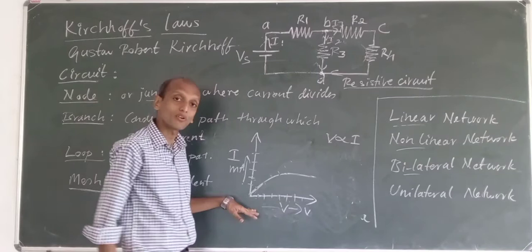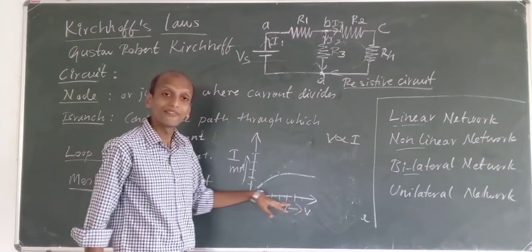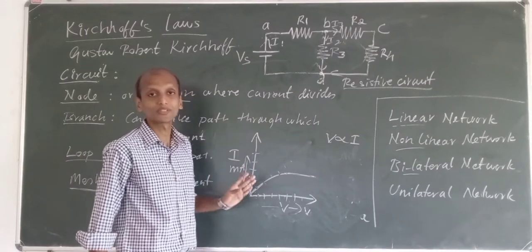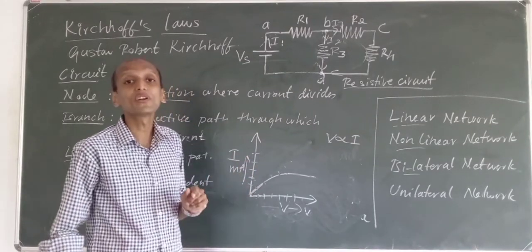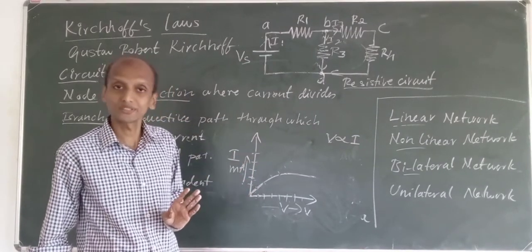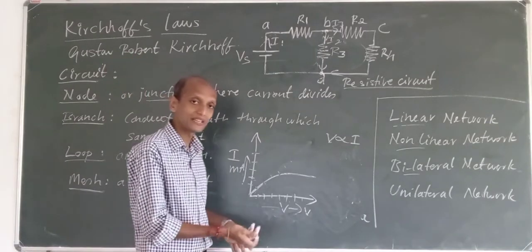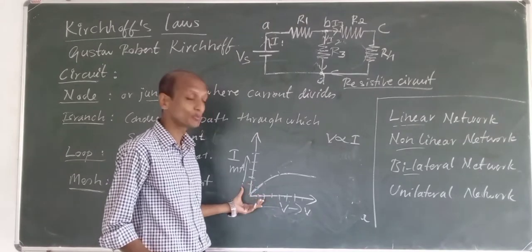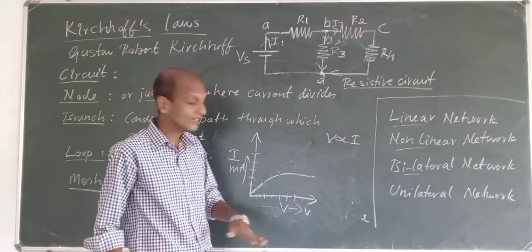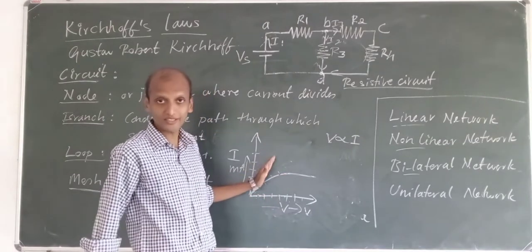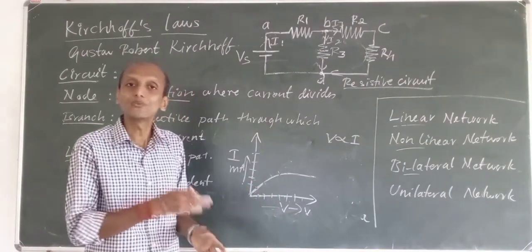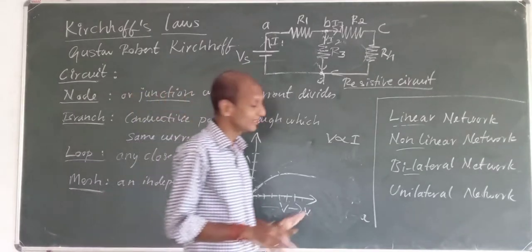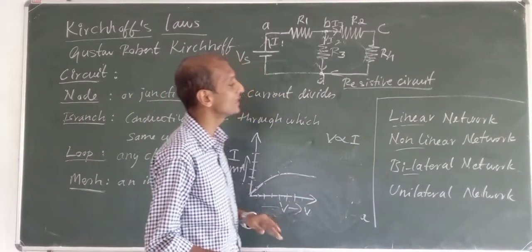That means for all the voltage variations, the current is not varying in the same proportion. Such networks are called non-linear networks. Understood? I can also define a non-linear network as a network or circuit whose output characteristic is not a straight line. That indicates that voltage and current variations are not in the same proportion. Such networks are called non-linear networks.